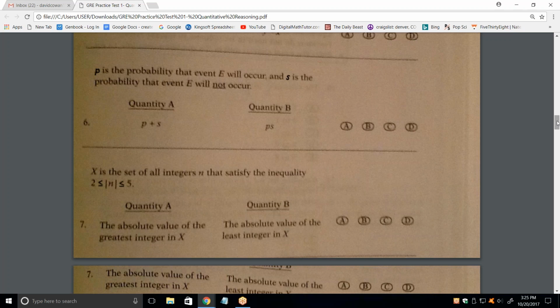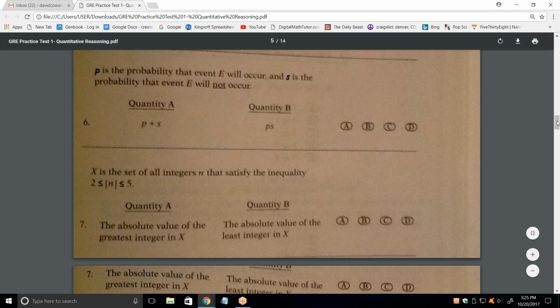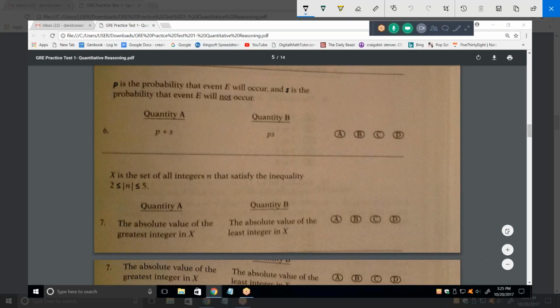Okay, so P is the probability that event E will occur. S is the probability that event E will not occur. So what do we know about P and S? Their relationship. They're opposites. Well, the probability, hold on, I need to remember to take my screenshot here. The probability of something occurring is always 1 minus the probability that it doesn't occur.